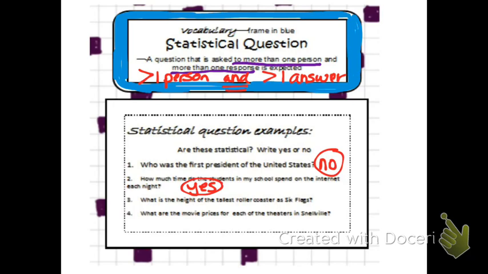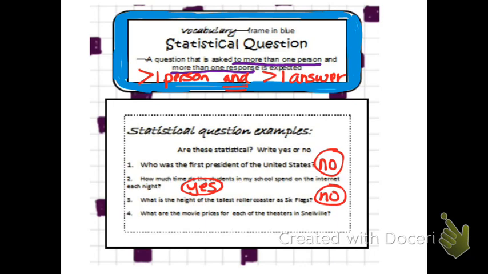Question number 3. What is the height of the tallest roller coaster at Six Flags? Are we asking more than one person? No. We don't know. It doesn't say, so we'll assume we're not. Is there more than one right answer? No, because there's only one highest roller coaster. Now, if we asked the class, what is your favorite roller coaster? That would be a different question, wouldn't it? But we're not doing that. We're just saying which one is the highest. There is one highest. Therefore, it is not a statistical question.